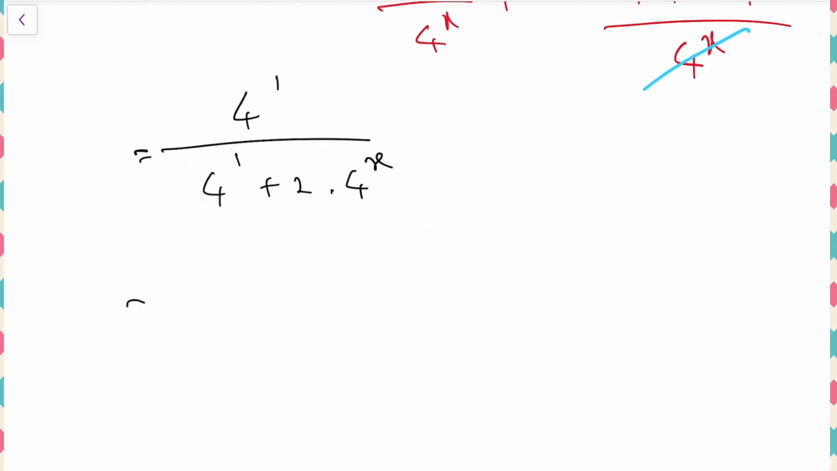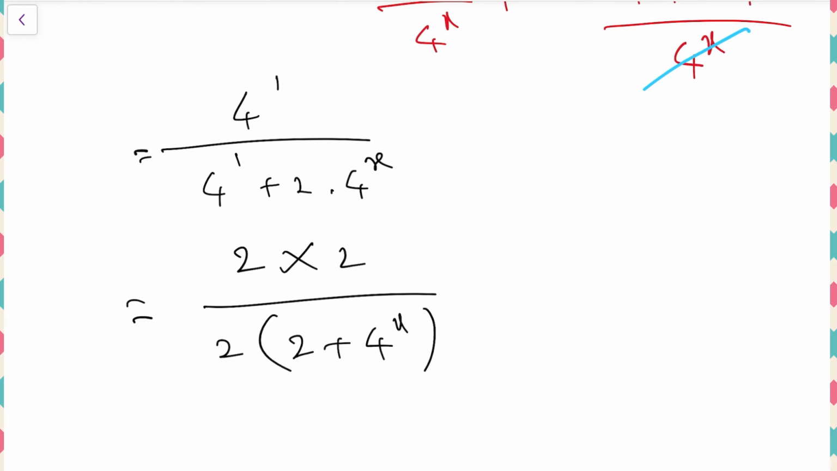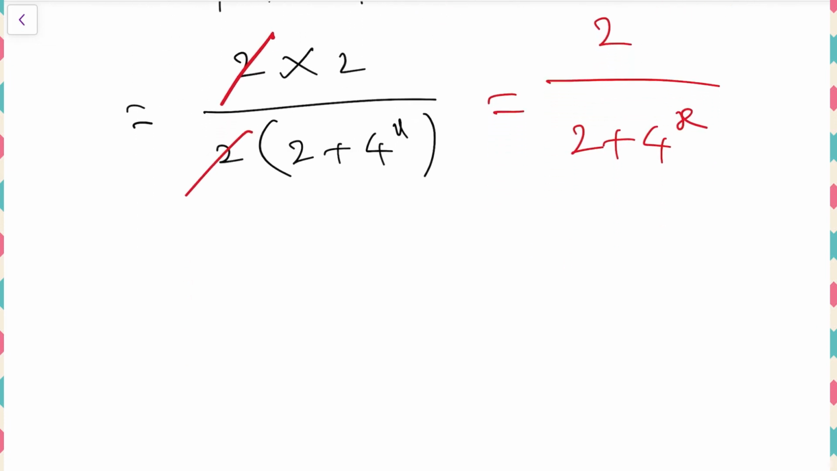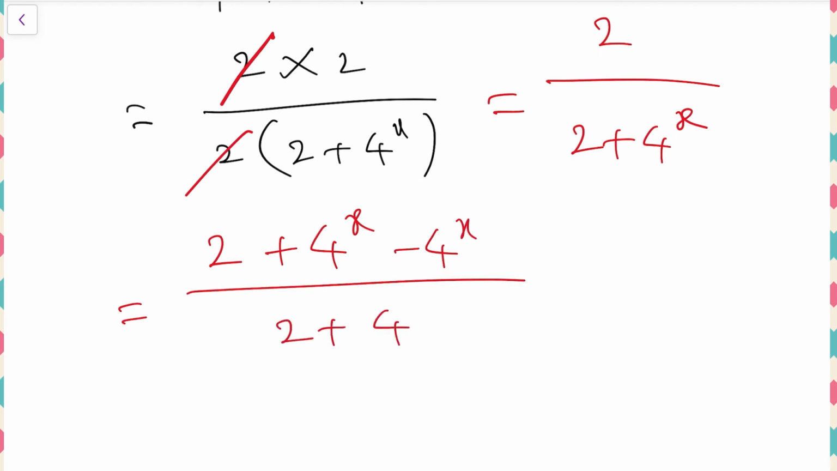4 power 1 is nothing but just 4. Now in the numerator as well as in the denominator we can take out 2 common. So 2 into 2 by, if we take out 2 common in the denominator, we remain with 2 plus 4 power x. Now from the numerator as well as the denominator we can cancel 2. Then we remain with 2 divided by 2 plus 4 power x. Now in the numerator I will add and subtract 4 power x: 2 plus 4 power x minus 4 power x, divided by 2 plus 4 power x.